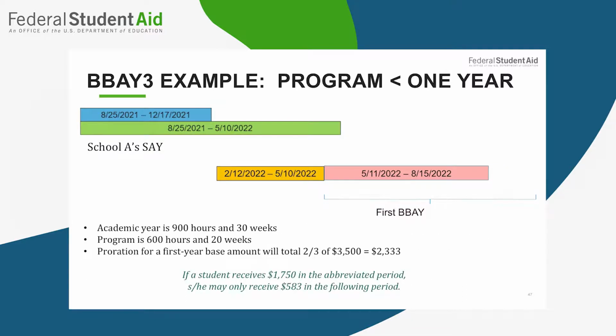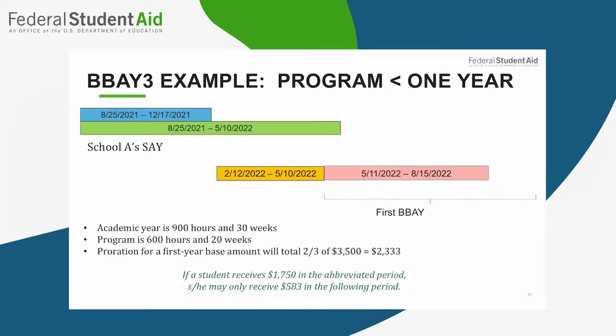So here's one final slide on this particular section. This student starts at school A, they go to school B. At school B, which let's say may be a clock hour school, they've defined their academic year as 900 hours in length, and that's delivered over 30 weeks of time. But this actual program they have is shorter than 1 year. Let's say the whole program is 600 hours in 20 weeks.